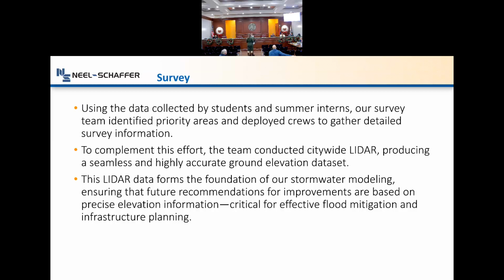We also conducted citywide LiDAR that produced a seamless and highly accurate ground elevation data set. The reason that's important is we all know that water flows downhill, and while Moss Point is very flat, there are still changes in the elevation, and we need to know where those are and what they are. And so having a highly accurate ground elevation data set is extremely important in the work that we're doing.